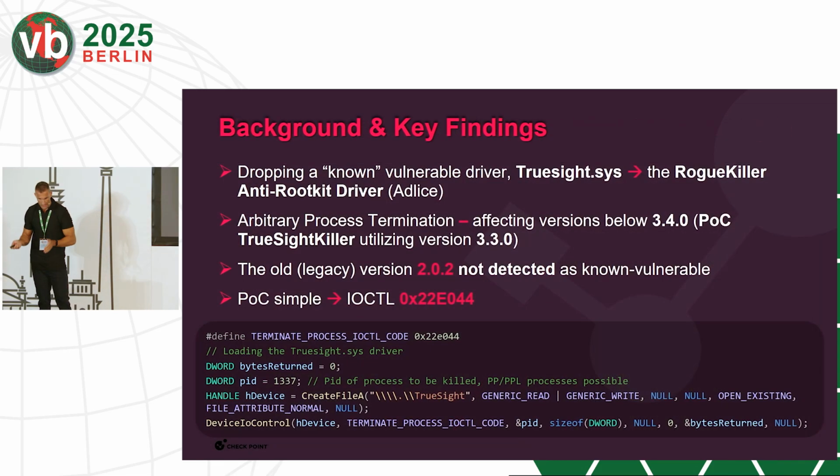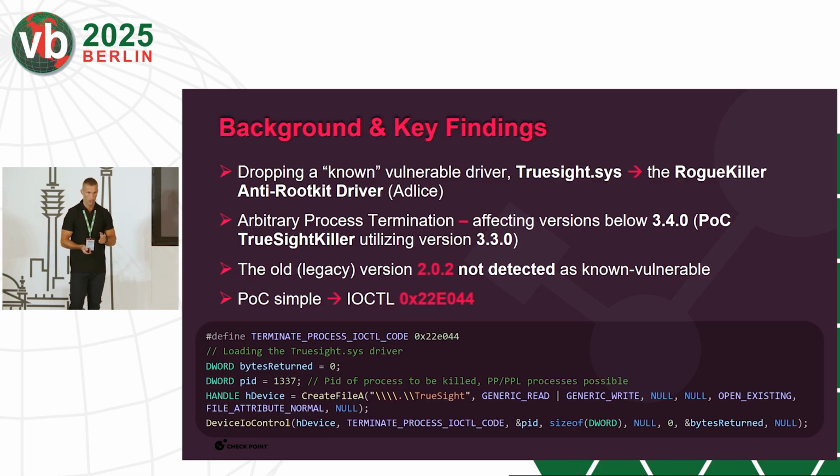And in this moment, we knew that we had samples from some campaign dropping a known vulnerable driver, TrueSight, which is the known Rootkill anti-rootkit driver, part of at least a product, something like a security solution. This driver had an already known vulnerability that results in arbitrary process termination, affecting versions below 3.4.0. 3.4.0 is already patched, and there has been a proof of concept available on GitHub for over a year, called TrueSightKiller, utilizing version 3.3.0.